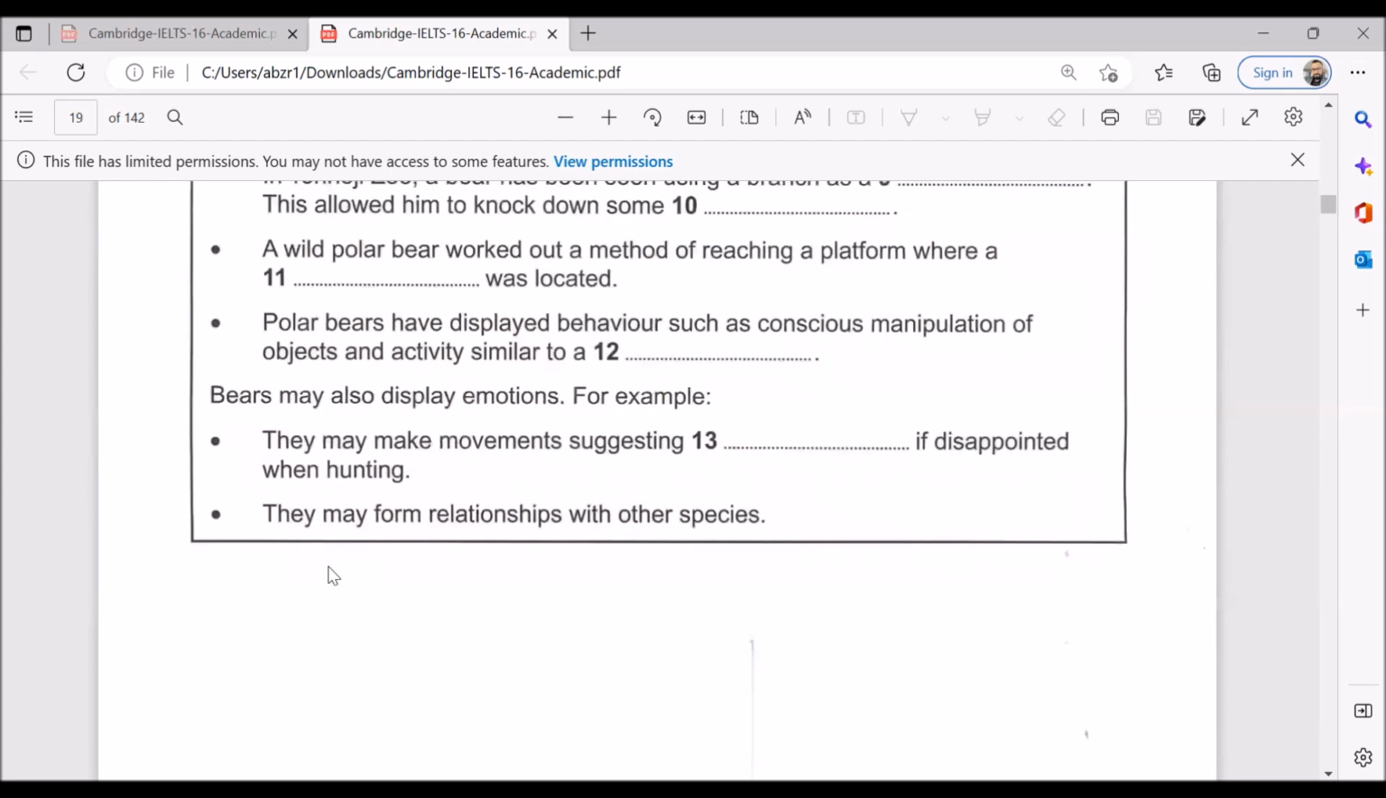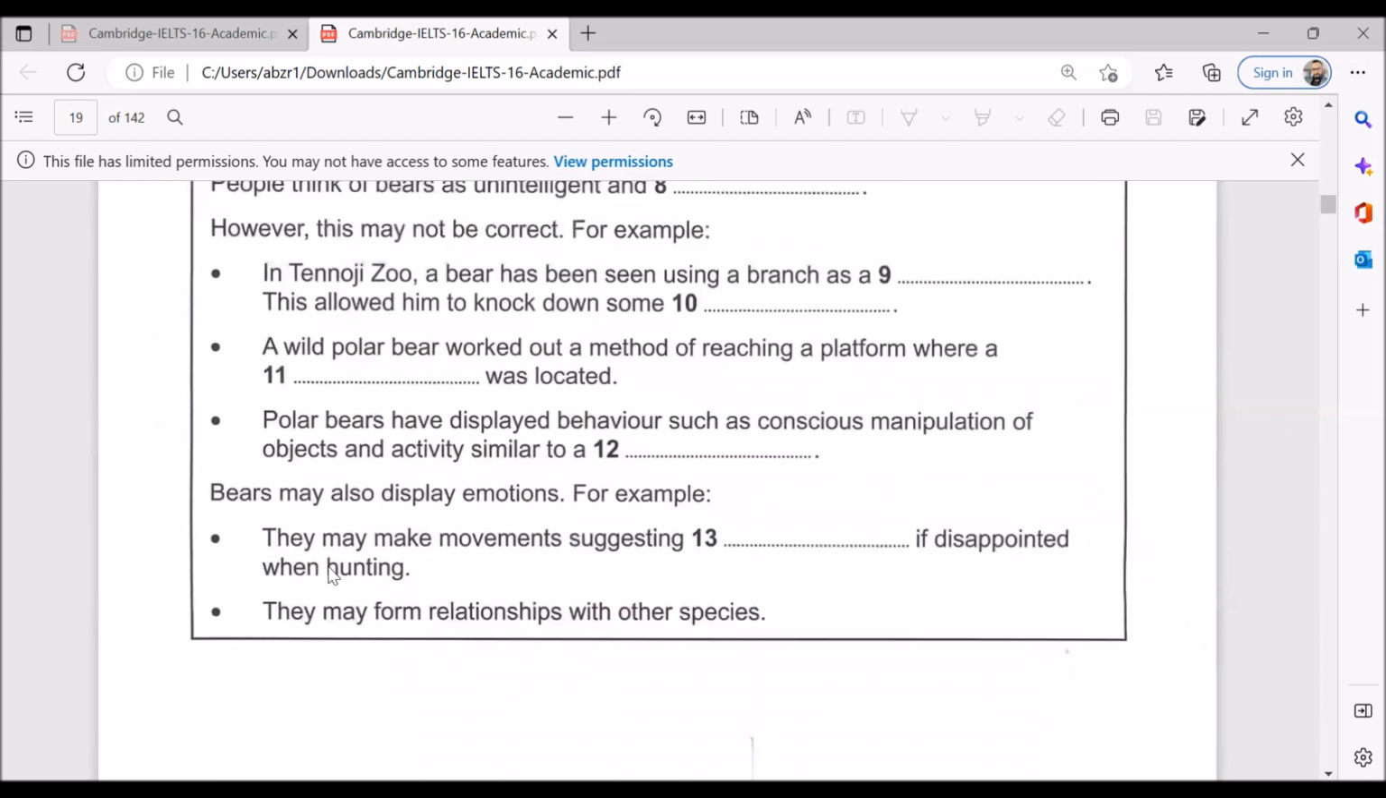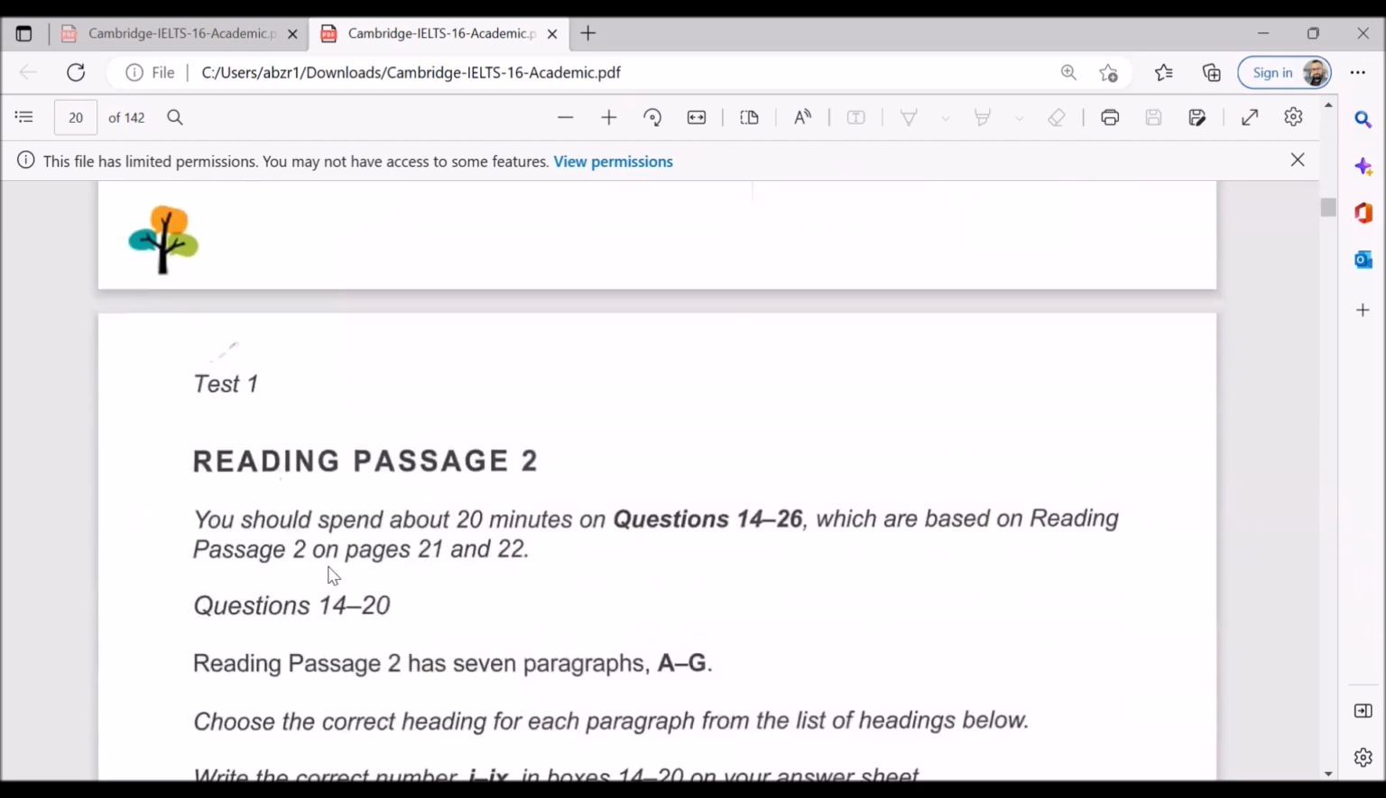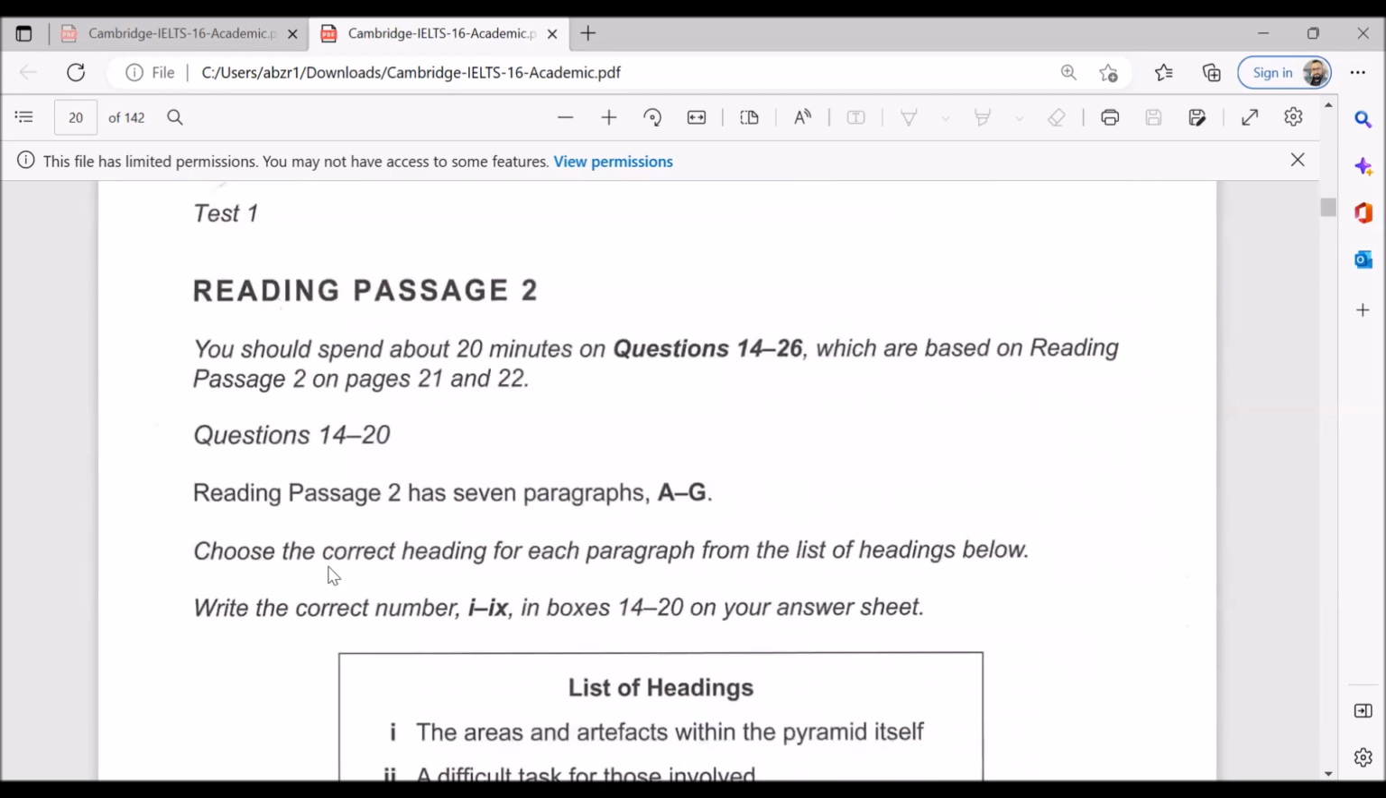Moving on, suggesting frustration if disappointed when hunting. Yes, frustration should be the appropriate word for this question. I hope you find this helpful and you're going to apply the same strategies we are applying today. And let's move on toward reading passage 2.